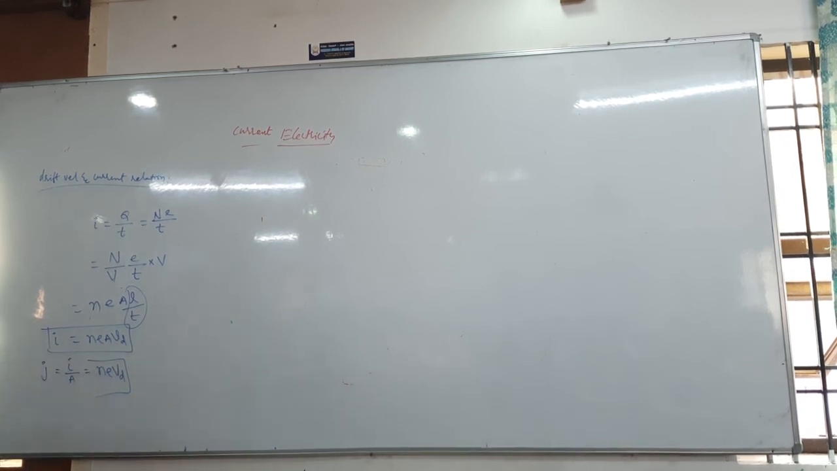That is about the drift velocity in terms of current. And then this is the current density, J is equal to nevd.